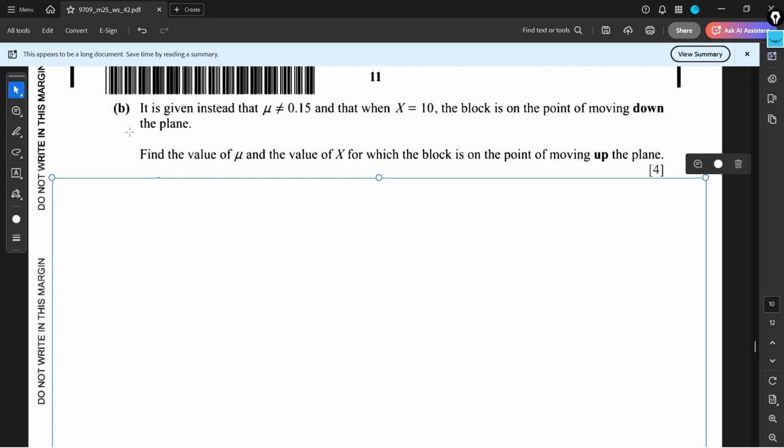Moving on to part B, it's given that the value of mu is now not equal to 0.15 and that when the value of x is kept at 10 newtons, the block is on the point of moving down the plane. It means that we are talking about limiting equilibrium. Whenever an object is about to either move up or down, it is still in the equilibrium position.